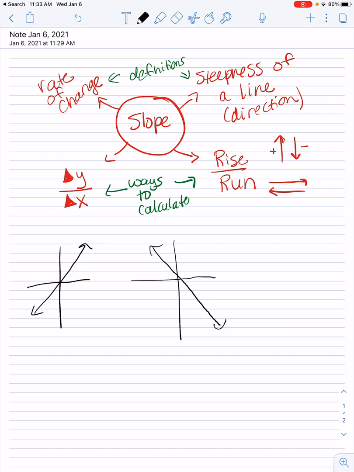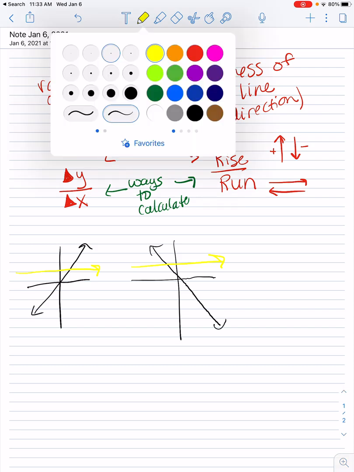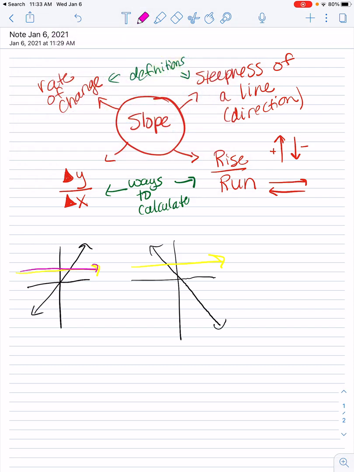The way that you are able to identify whether it's positive or negative is that you are going to read your graph from left to right, and you're going to see which way that line is moving. So if we read this first graph from left to right, we can identify that this is a positive slope because that line is going up from left to right. So it starts down here, and from left to right, it rises.